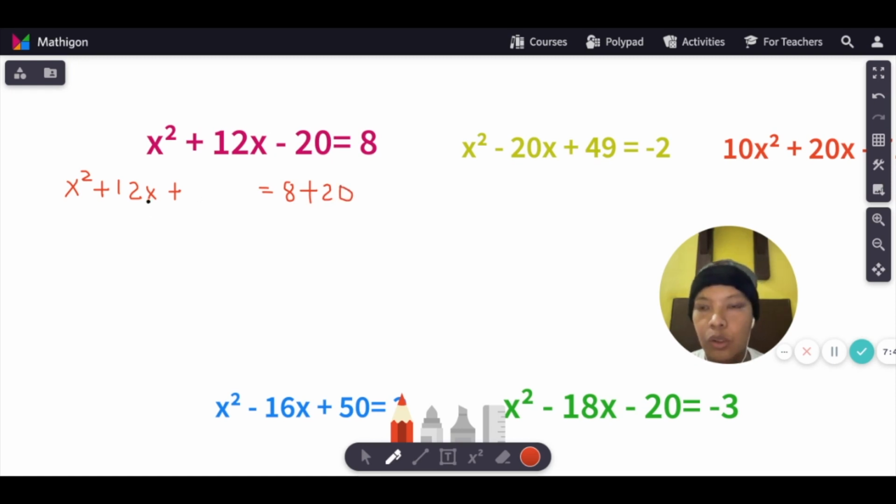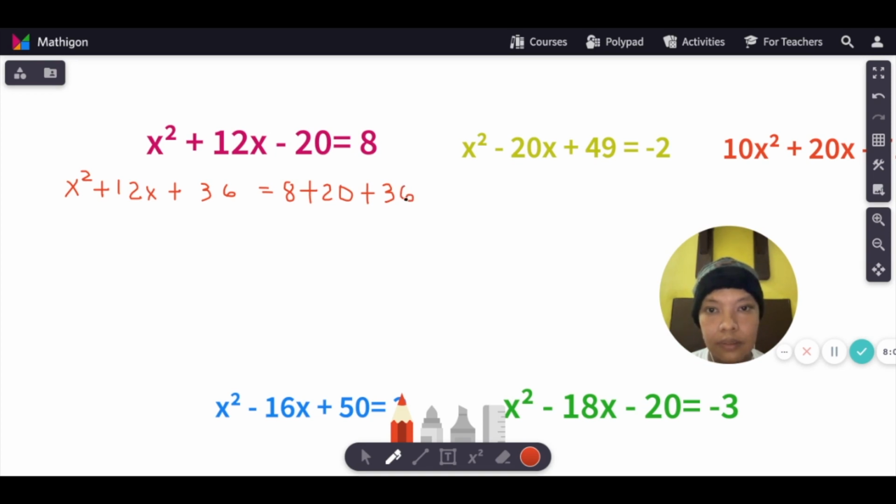Okay? So, paano nyo po kukunin ito? Kukunin yung constant term by completing the square. You divide 12 by 2, then you square it. So, 12 divided by 2, ilan po? 6. Then you square it. 6 times 6 is equal to 36. So, nag-add po tayo ng 36 sa side na yan. Mag-add din po tayo ng 36 sa side na to.